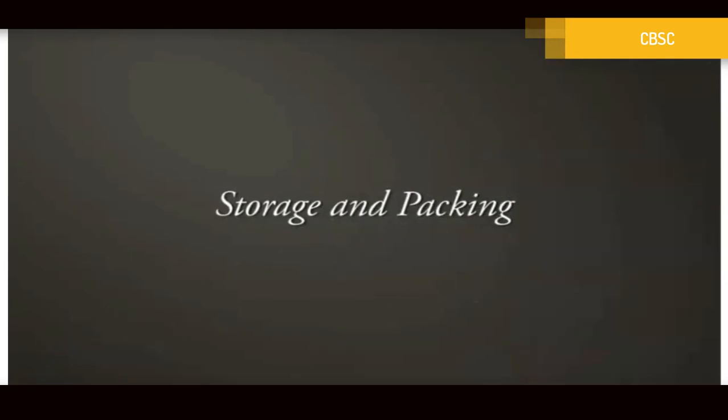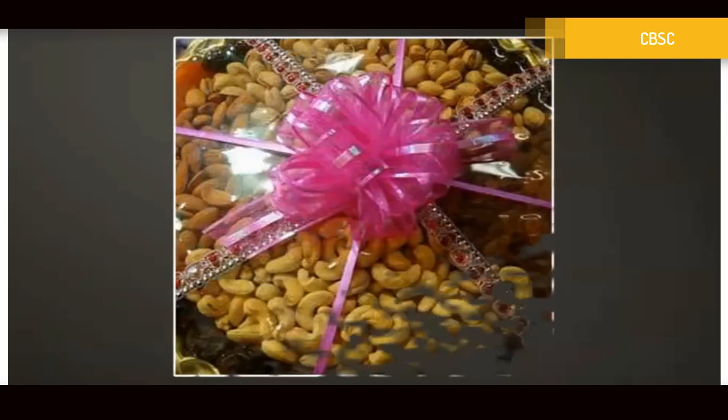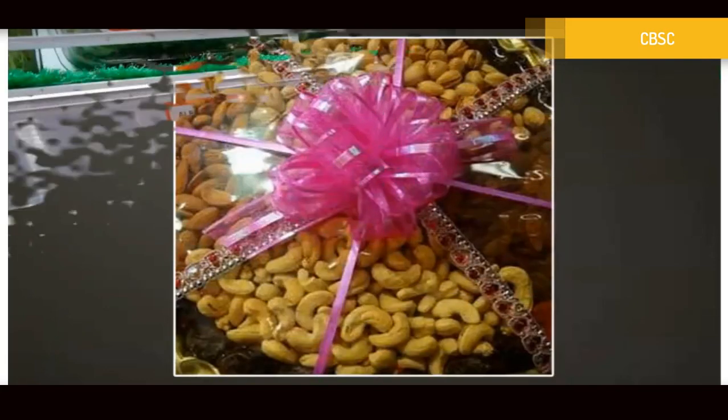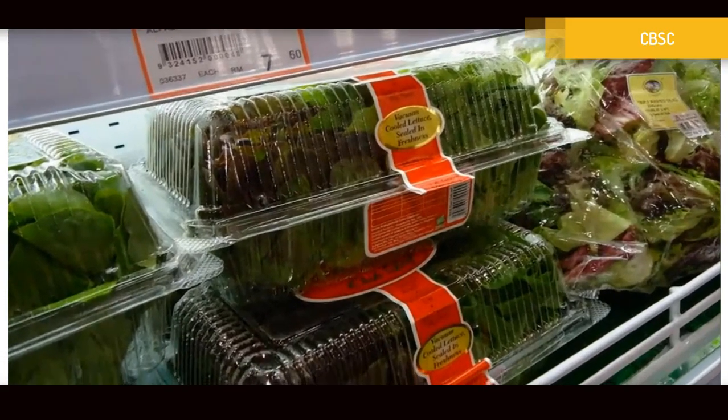Storage and packing. These days, dry fruits and even vegetables are sold in sealed, airtight packets to prevent the attack of microbes.